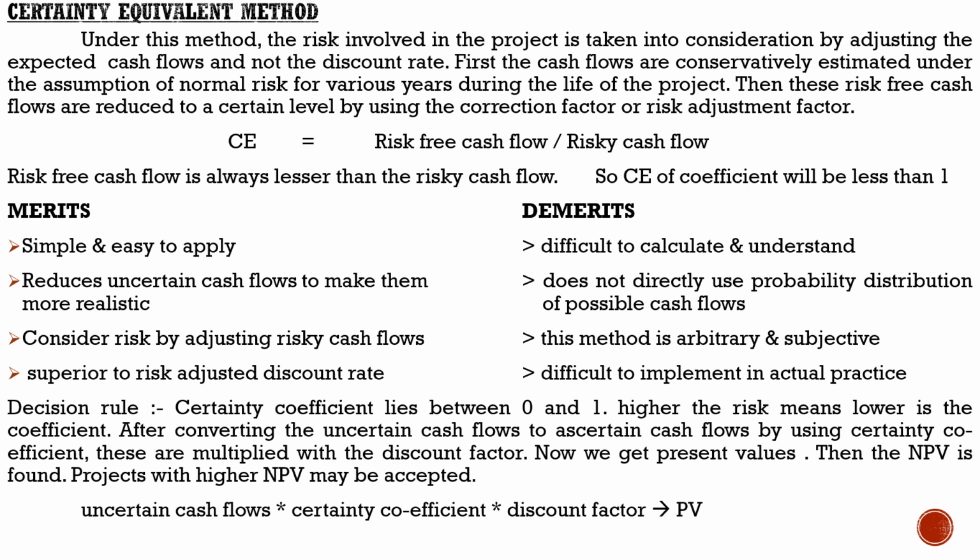Uncertain cash flows into certainty coefficient into discount factor. That is how you are going to get present value. We will discuss that part in detail during the problem area. So these are the theoretical aspects with regard to the certainty equivalent method, and in some situations you may be asked to give a theoretical explanation regarding the steps for computation of the certainty equivalent method. Don't worry, we are going to discuss that right in the practical problem. Sometimes we may come across such a question also.